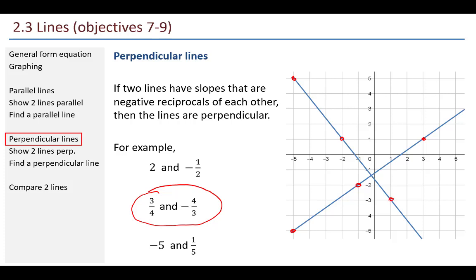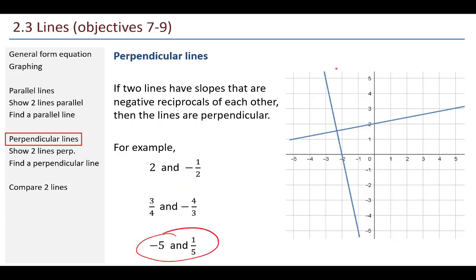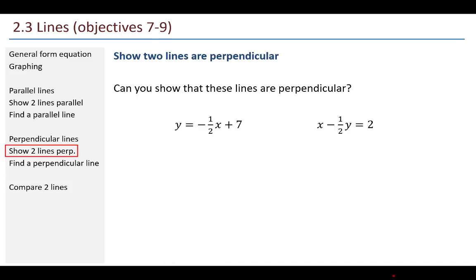And the third example, -5 and +1/5. So the very steep line has slope -5, and the shallow line has slope 1/5. And those are perpendicular. Here's a problem you might encounter that involves perpendicular lines.